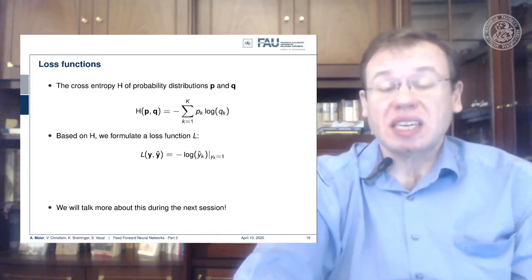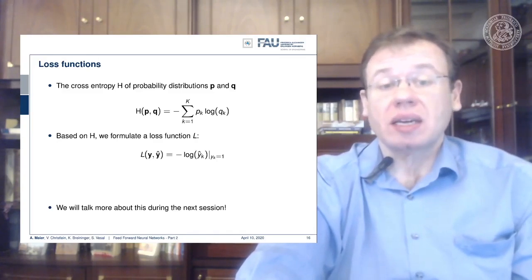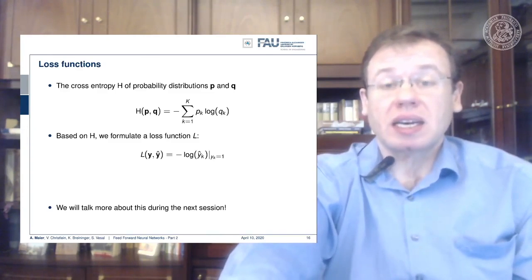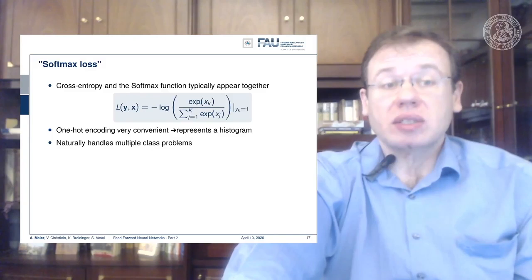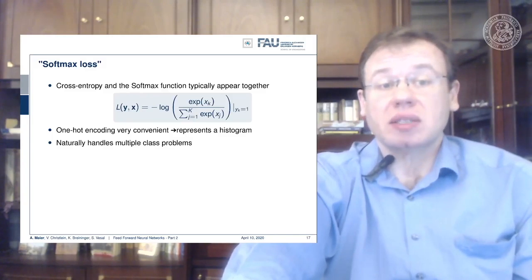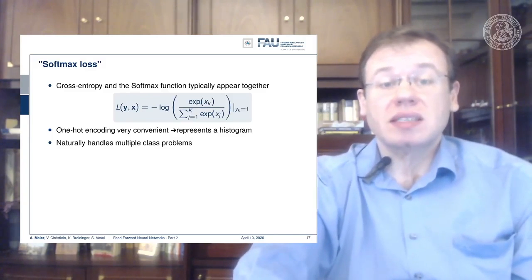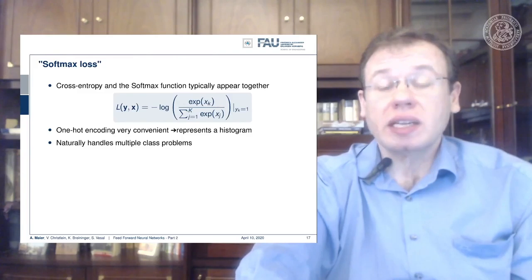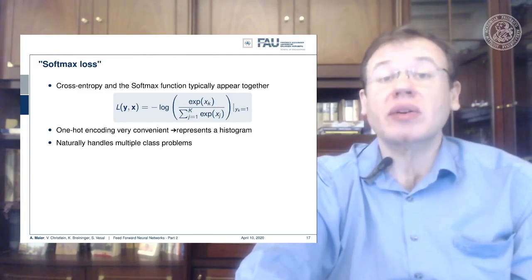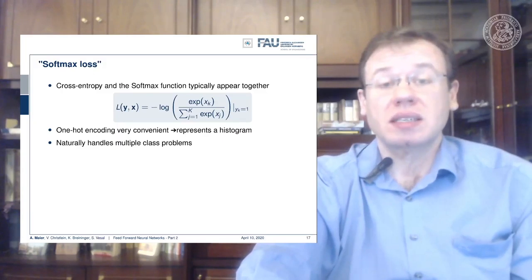By the way, this has a couple of more interesting interpretations, and we will talk about them in one of the next videos. Now, if you do this, we can plug in the two and construct the so-called softmax loss. And the softmax loss, you can see we have the softmax function in there, and then we take the minus logarithm here only of the element that has the true class.